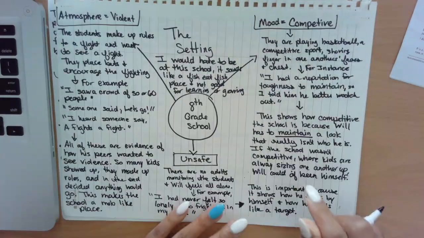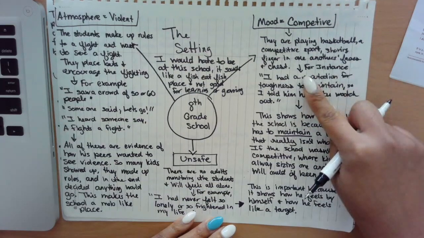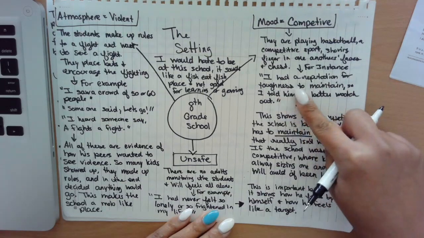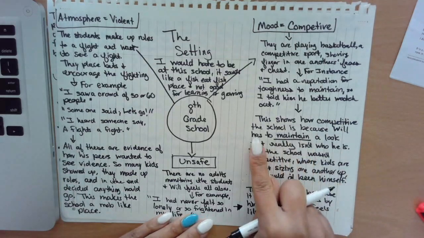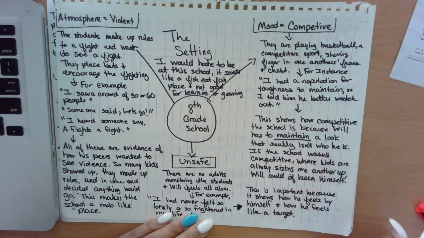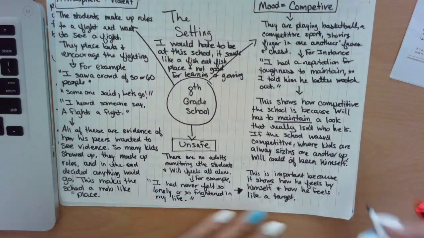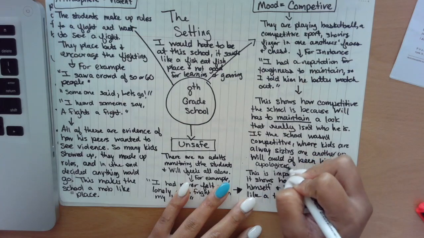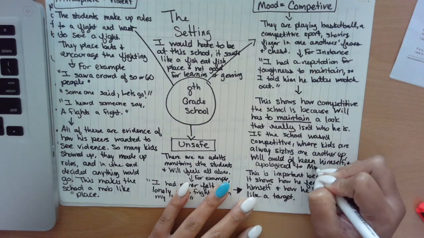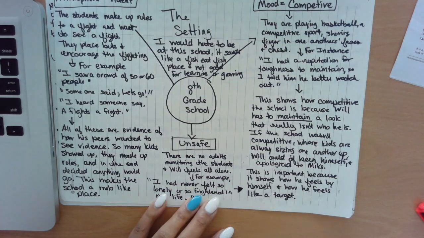I said it was competitive. They are playing basketball, a competitive sport, shoving fingers in one another's faces and chests. For instance, I had a reputation for toughness to maintain, so I told him he better watch out. This shows how competitive the school is because Will has to maintain a look that really isn't who he is. If the school wasn't competitive, where kids are always sizing one another up, Will could have been himself and apologized to Mike.